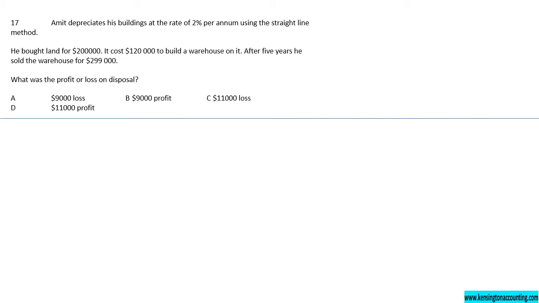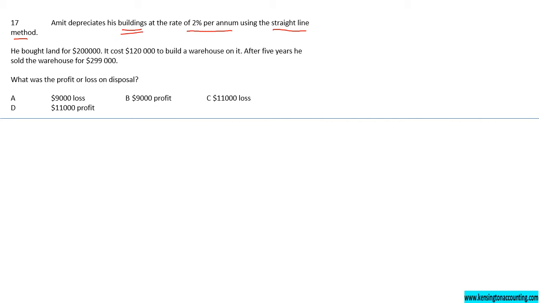Question 17 is about depreciation and disposal of a fixed asset. So Amit depreciates his buildings at 2% per annum. The percentage is quite low because buildings don't lose value very quickly. Normally they are depreciated over 50 years. Therefore, the depreciation rate is only 2%, and the method normally used for buildings is straight line, because the loss in value is fairly constant over the years.